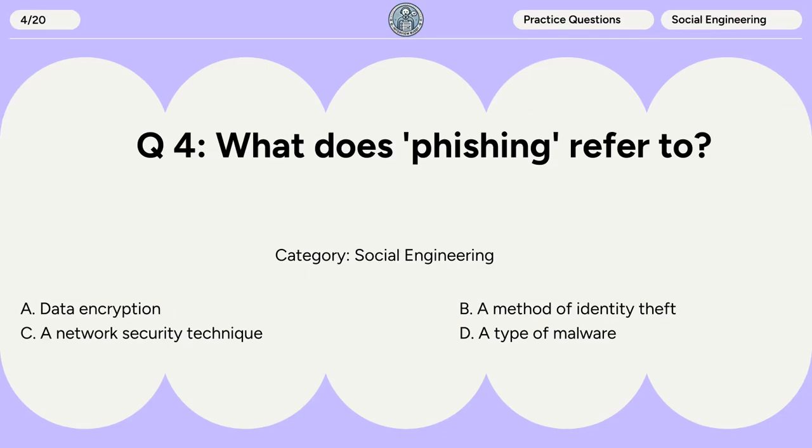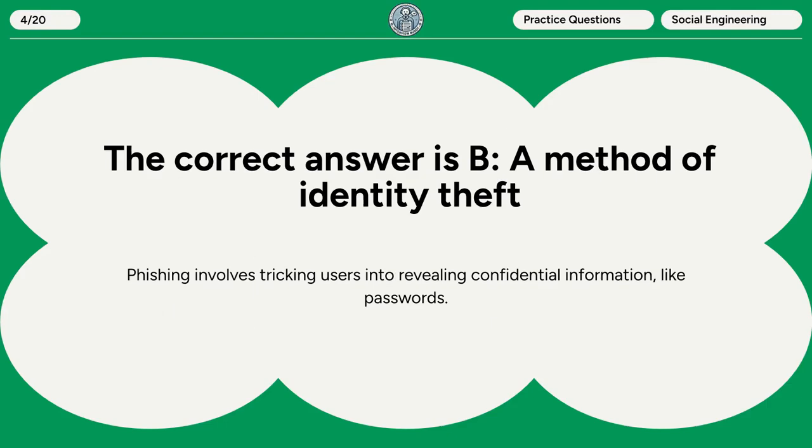Question 4. What does phishing refer to? A. Data encryption. B. A method of identity theft. C. A network security technique. D. A type of malware. The correct answer is B. A method of identity theft. Phishing involves tricking users into revealing confidential information, like passwords.